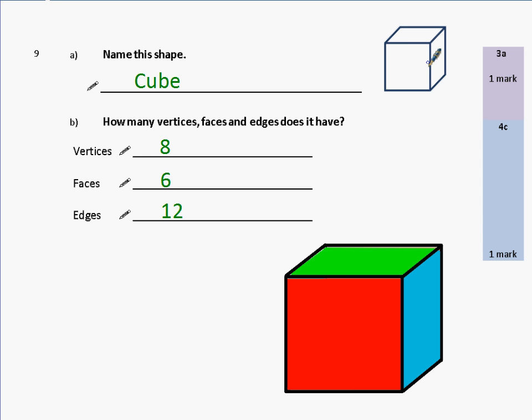Name this shape. It's a cuboid. You can tell it's a cuboid because all the dimensions are the same. The width, the height, and the depth, they're all the same.